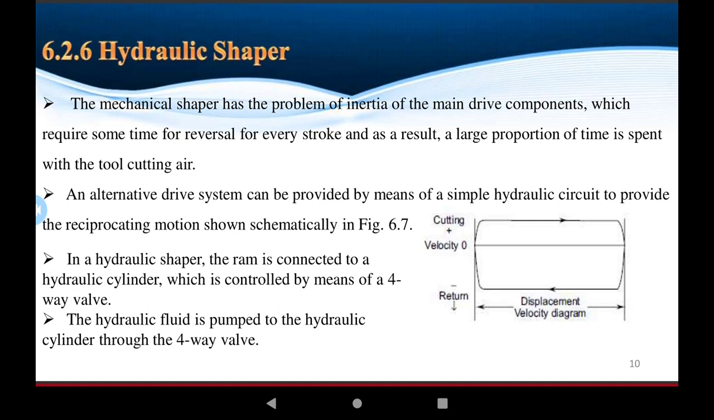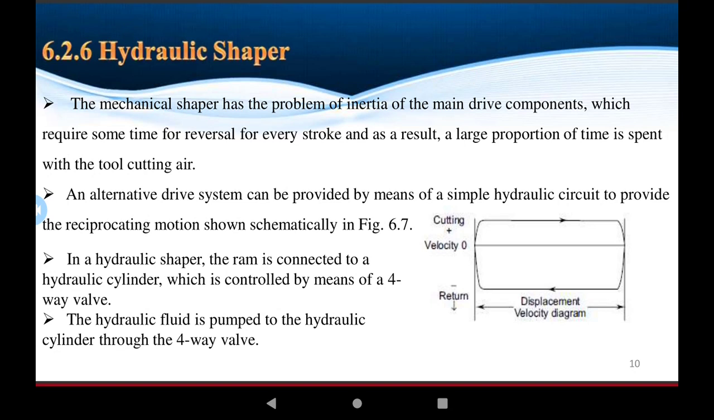Some of the inertia force is required for the rotation of the machine in the vertical positions, vertical motion. The forward motion is where the metal is cut, the forward stroke, and the return stroke does not cut the metal. Some time is also required for the reversal of every stroke. As a result, a large proportion of time is spent with the tool cutting air.